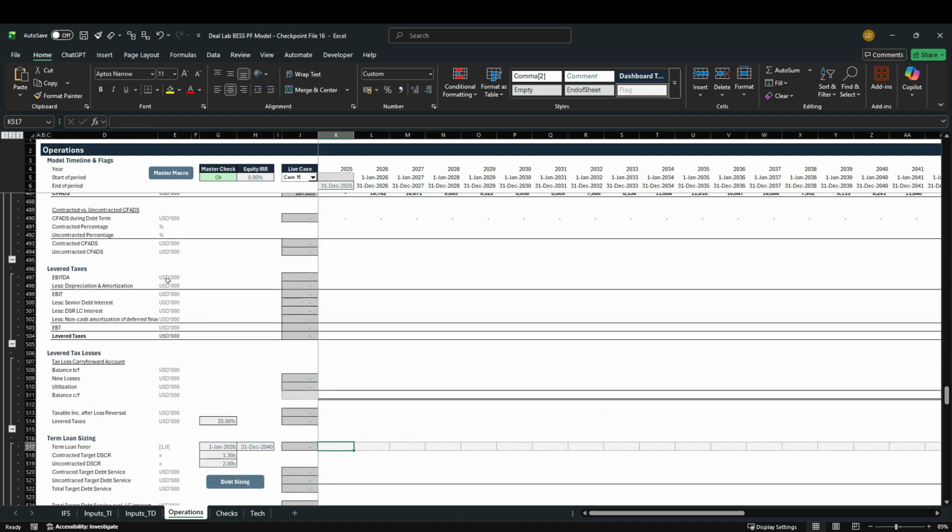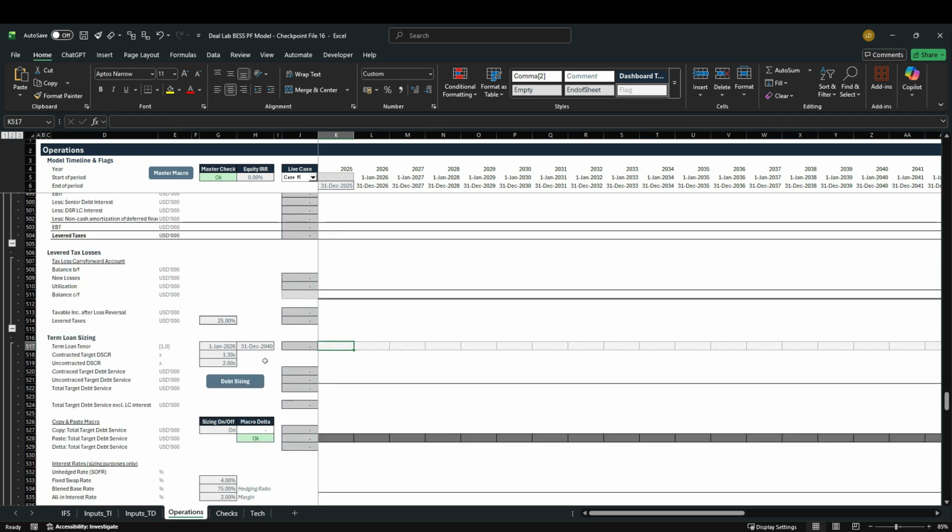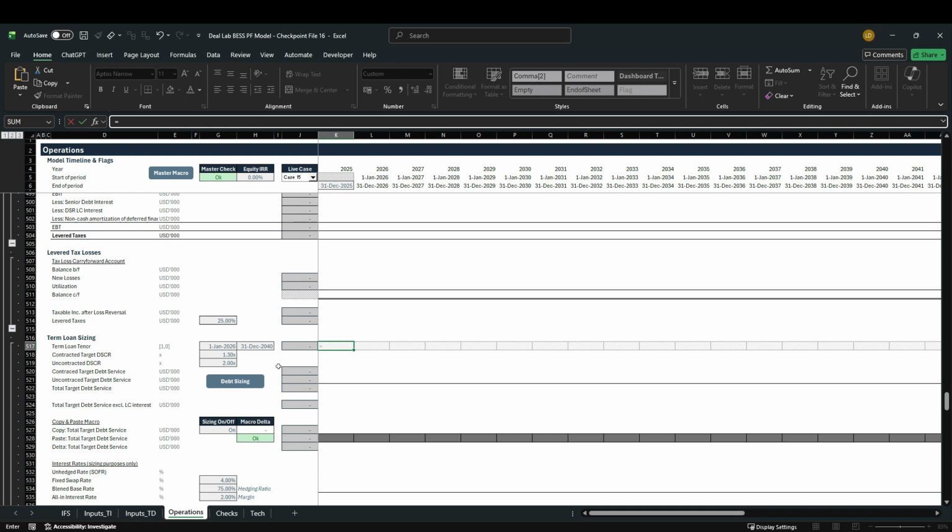And just to demonstrate how the CFADS differentiation will actually take place, we will implement this flag for now. So this is going to be equal to an IF function, as we always set up our flags. And the first logical test that needs to be fulfilled is that our start of period here in K5, anchor this 1, 2 times, is greater or equal to our tenor start date, which is in G517. That's when our term loan starts.